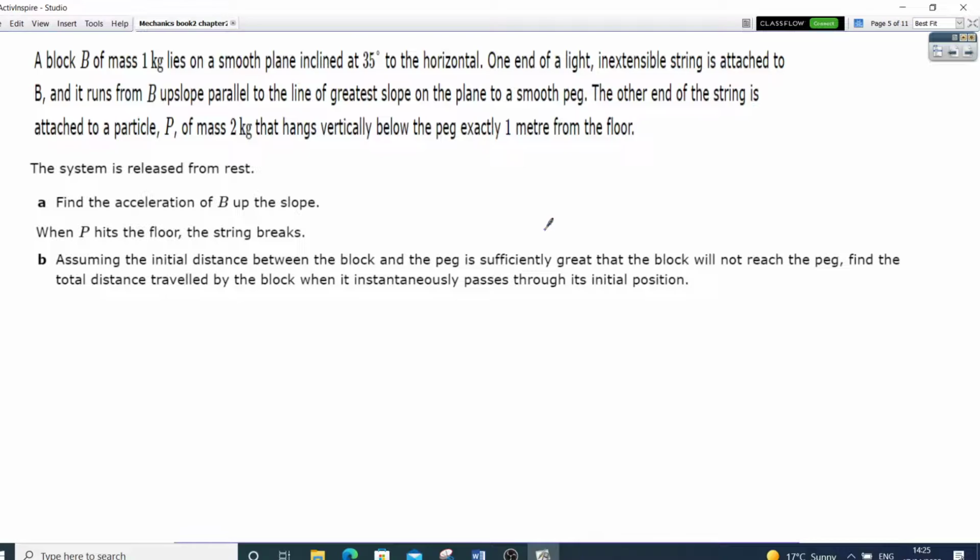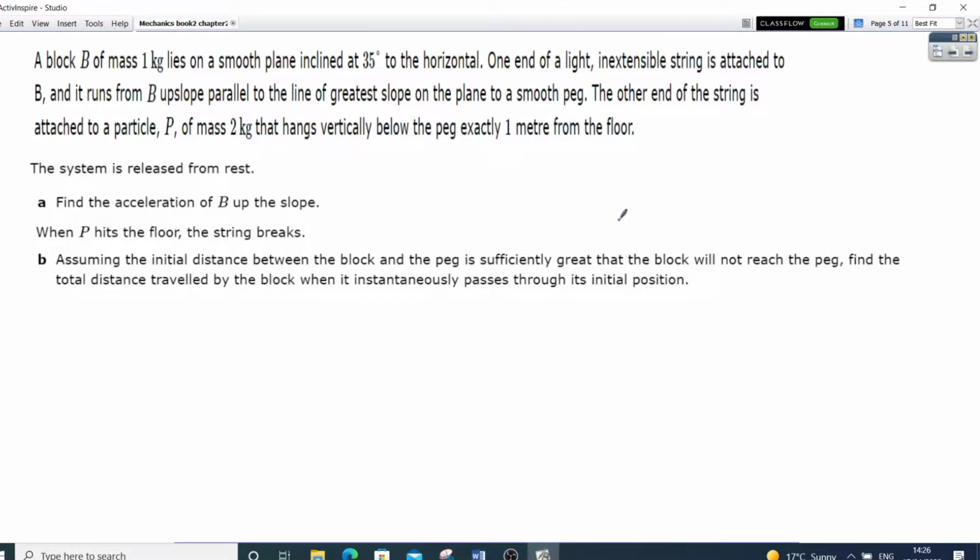A block B has a mass of 1 kg on a smooth plane inclined at 35 degrees to the horizontal. One end of the light inextensible string is attached to B and it runs from B up the slope, parallel to the line of greatest slope of the plane, to a smooth peg. The other end of the string is attached to a particle P of mass 2 kg that hangs vertically below the peg, exactly 1 meter from the floor.